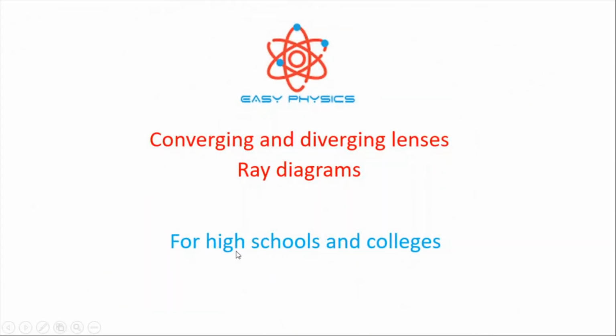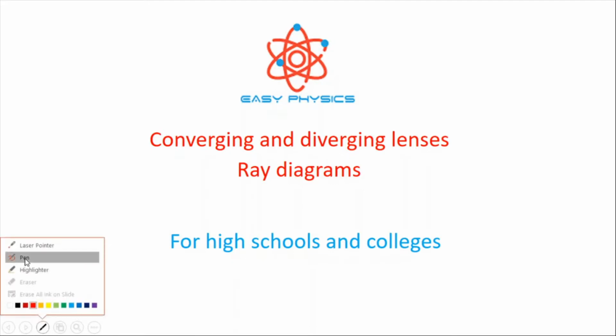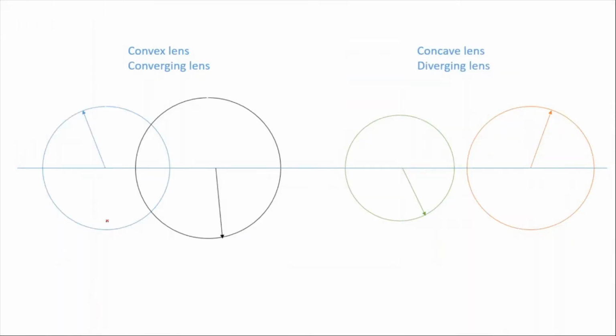In this lesson, we are going to cover converging and diverging lenses. We are going to focus on ray diagrams in this lesson. Let me first show you the shape of converging and diverging lenses.